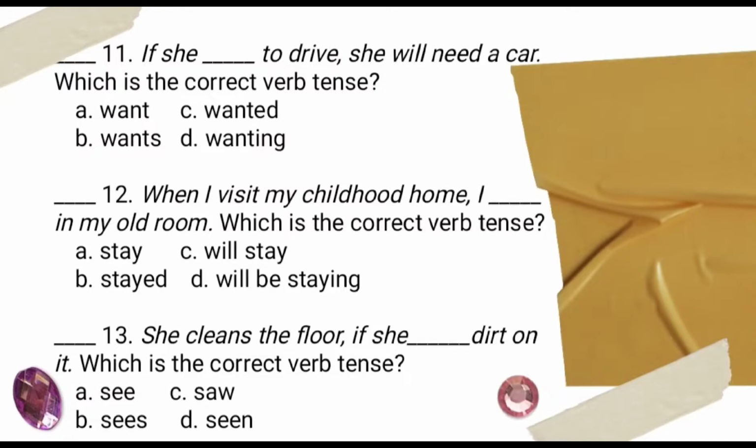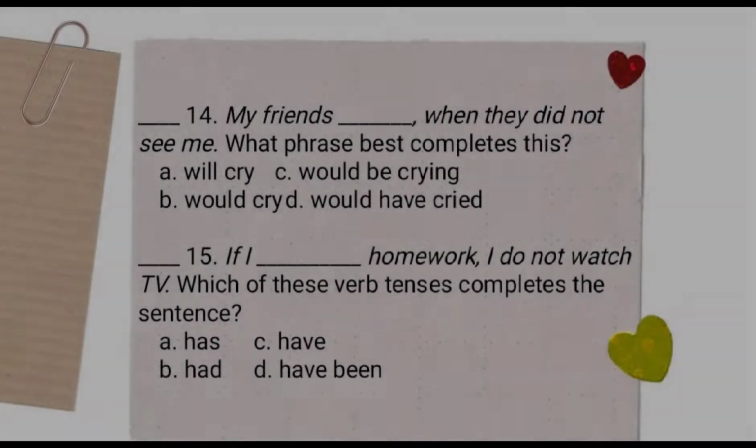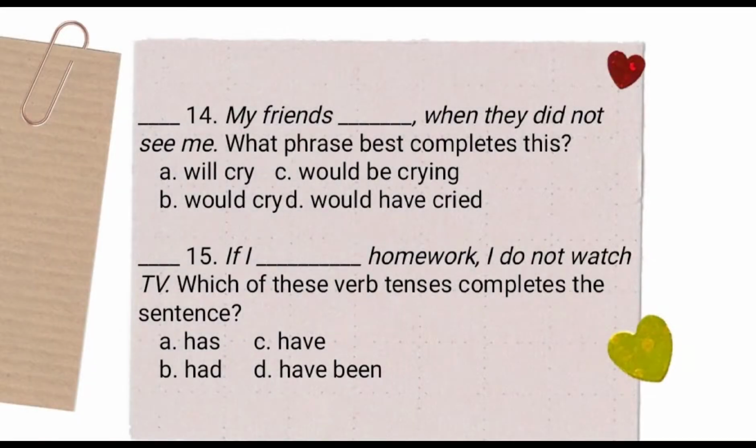Number 13. She cleans the floor if she blank dirt on it. Which is the correct verb tense? A. See, B. Sees, C. Saw, or D. Seen. Number 14. My friends blank when they did not see me. What phrase best completes this? A. Will cry, B. Would cry, C. Would be crying, or D. Would have cried.